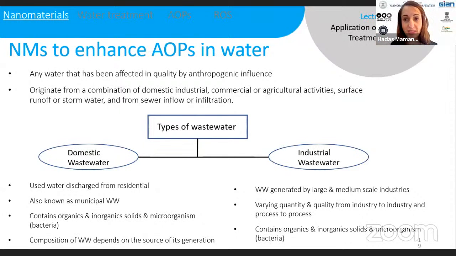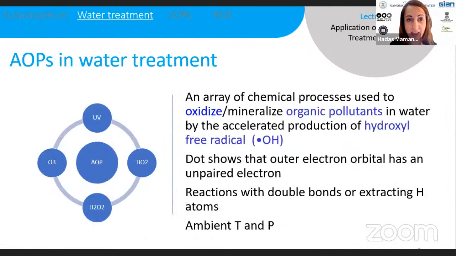Okay, so it's very important when we deal with AOP to understand, do we plan to reuse the treated effluent in some case? Okay, so now let's go to AOP, because I just gave a very long introduction on what is required from an AOP, but now we need to understand what AOP is. So AOP is basically an array of chemical processes used to oxidize or mineralize organic pollutants in water by the accelerated production of hydroxyl free radical. The dot shows the outer electron orbital, which has an unpaired electron, reacting with double bonds or extracting hydrogen atoms.